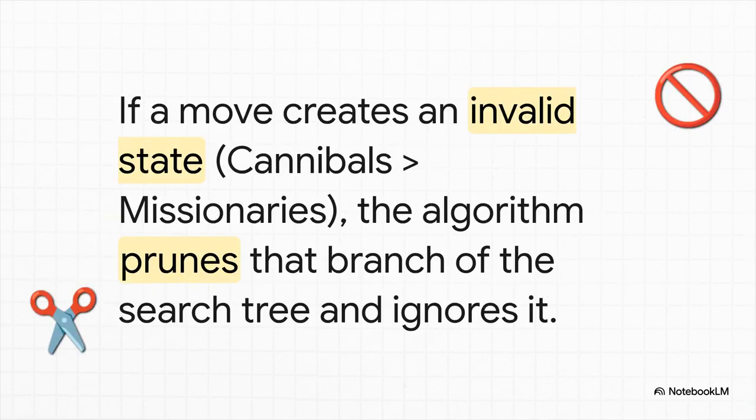And here's the really smart part. This is how the algorithm deals with that one big rule we talked about. At every single move it considers, it asks one question. Does this move lead to a situation where the cannibals outnumber the missionaries? If the answer is yes, it just stops. It prunes that entire branch of the search tree. It completely ignores that path and everything that would come after it. That's how it guarantees it never, ever breaks the rule.